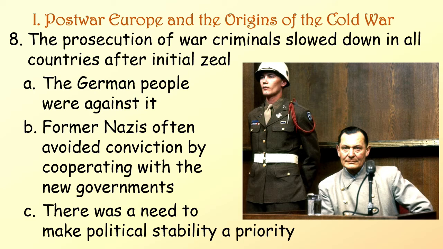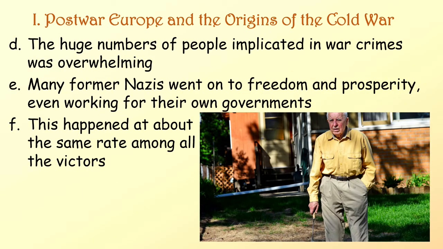The prosecution of war criminals slowed down in all countries after the initial zeal. The German people were against it. Former Nazis often avoided conviction by cooperating with the new governments. And there was a need to make political stability a priority. Also, the huge numbers of people implicated in these war crimes was overwhelming to the system. And many former Nazis went on to freedom and prosperity, even working for their own governments. And this happened at about the same rate among all the victors.